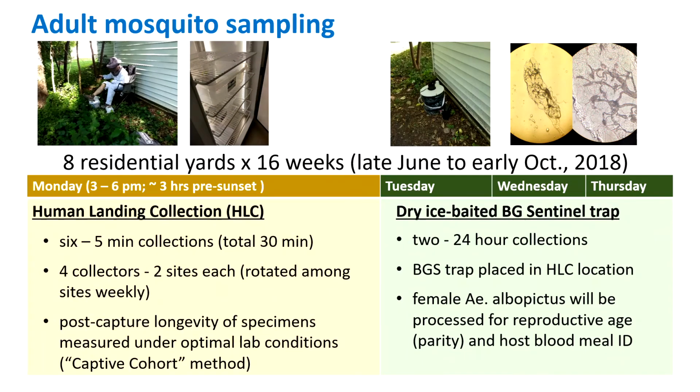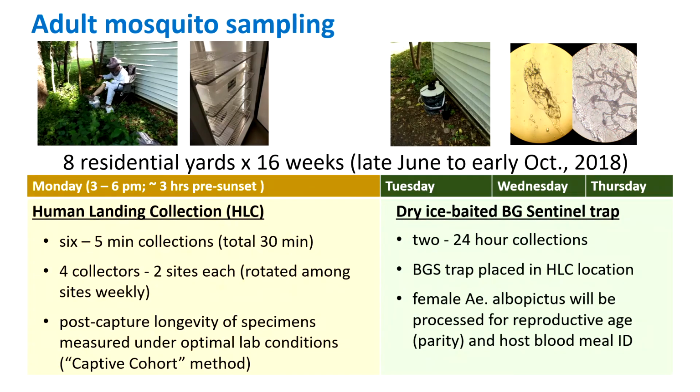the number of bites. Because we're interested in looking at population age structure, we also took these live specimens that were collected during the landing collection, took them back to the lab and measured their residual or post-capture longevity under optimal conditions. And although this is still an ongoing project, we're intending to use this to apply something called the captive cohort method, which is a demographic method for inferring something from this residual captive longevity to tell us something about the actual population age structure, the age structure of the population that was sampled.